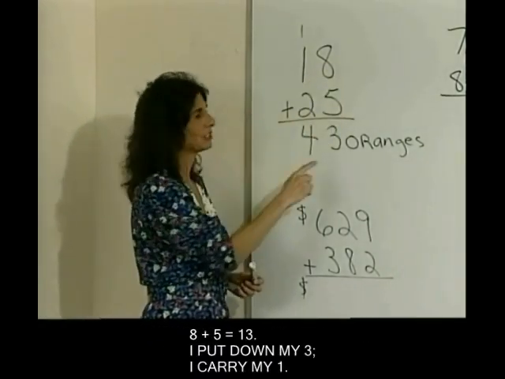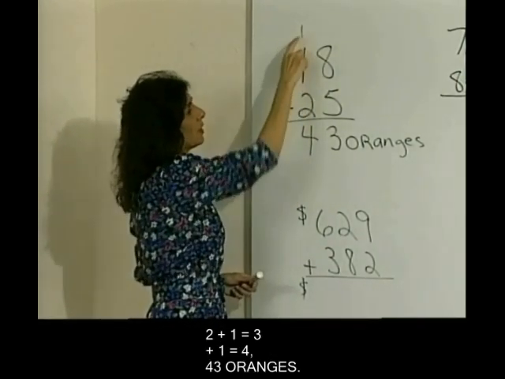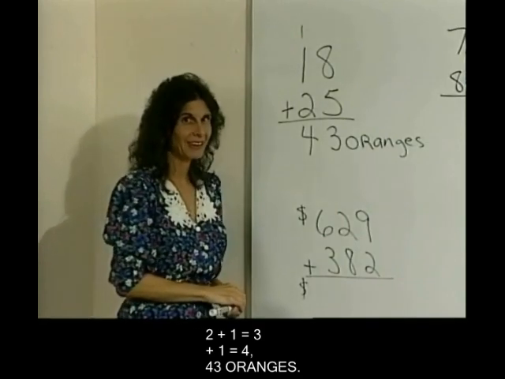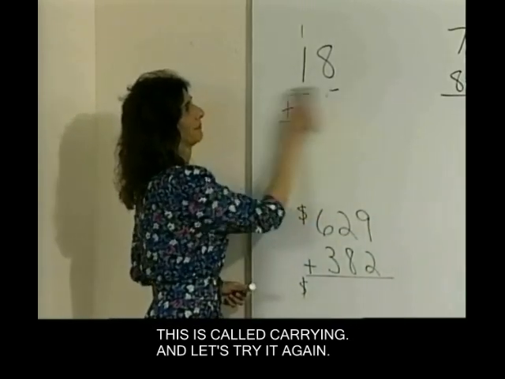Let's review that one more time. 8 and 5 is 13. I put down my 3. I carry my 1. 2 and 1 is 3, and 1 is 4. 43 oranges. This is called carrying. And let's try it again.